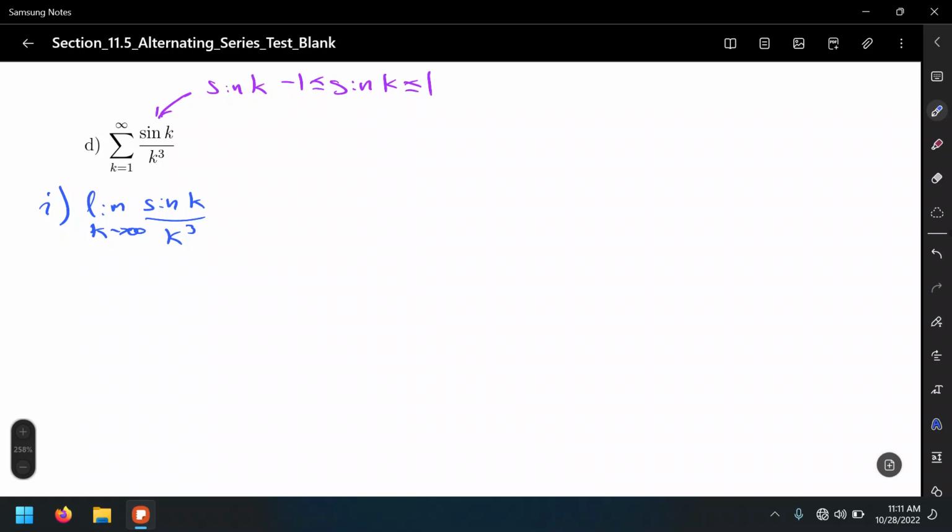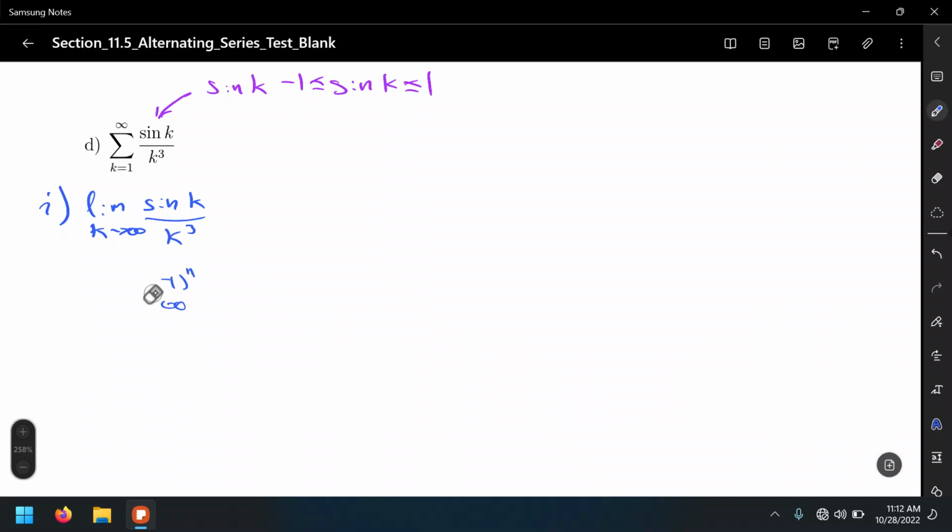Another way to compute this, but I wouldn't recommend it, because L'Hopital's rule wouldn't apply here. This is not an indeterminate form, because sine of infinity is basically between -1 and 1, and over infinity, this is not an indeterminate form.